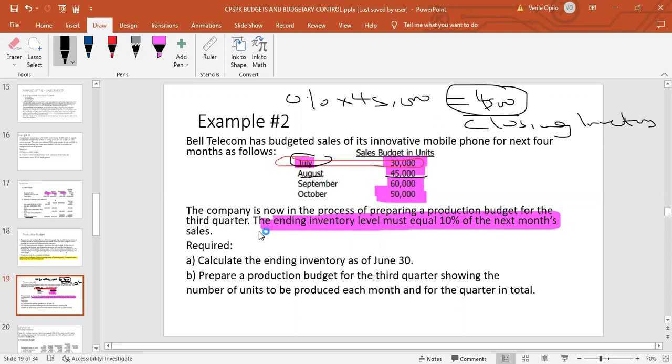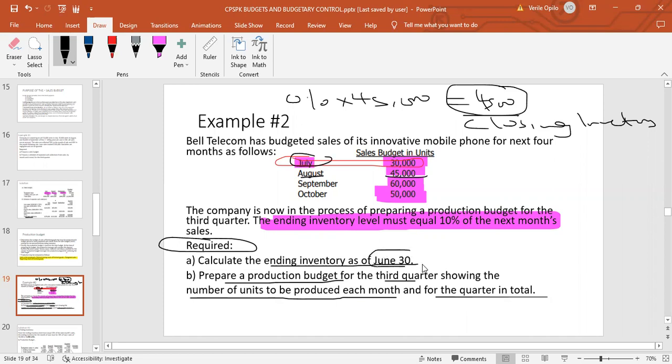So what are we required to do? We need to calculate the ending inventory as of June 30th, and then also prepare a production budget for the third quarter, showing the number of units to be produced each month and the total for the quarter. So the first thing is to calculate the ending inventory as of June 30th.